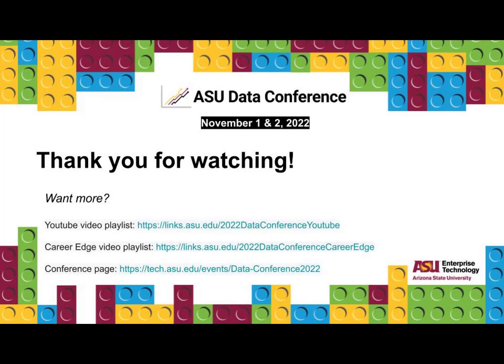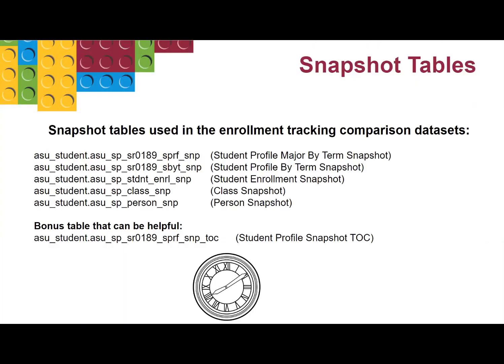There are 5 snapshot tables in the data warehouse used in our enrollment tracking comparison data sets. These data sets allow you to compare enrollment for like terms at the same point in time. By like terms, we're talking spring to spring, fall to fall, summer to summer. If you need to look at a group of fall, spring, and summer, where you're looking at something through the whole academic year, these data sets are going to do that for you. So again, just something to know about.